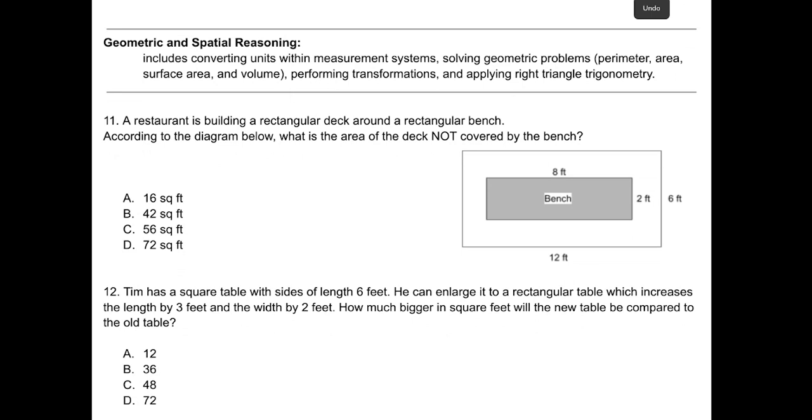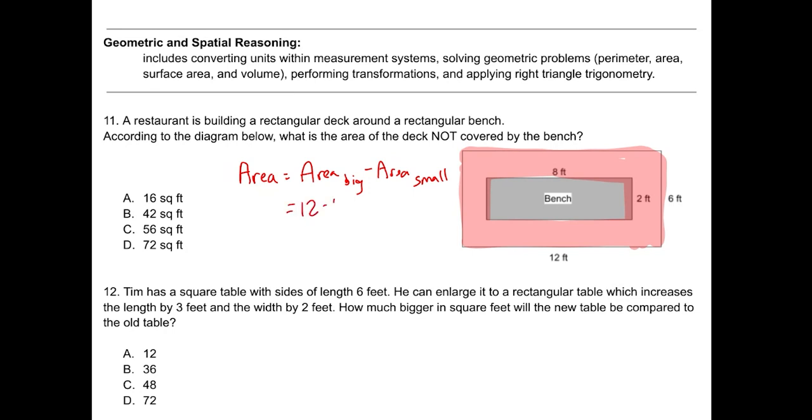So this is one of our frame problems where the total area that we're interested in is, let me just highlight it, this area around the bench. And so anytime you have the area of a shape with a shape taken out of it, the area is going to be the area of the big shape minus the area of the shape that's on the inside. Now both of these are rectangles, so the area formula is just base times height. The area of the big shape here is 12 times 6. The area of the small shape is 2 times 8.